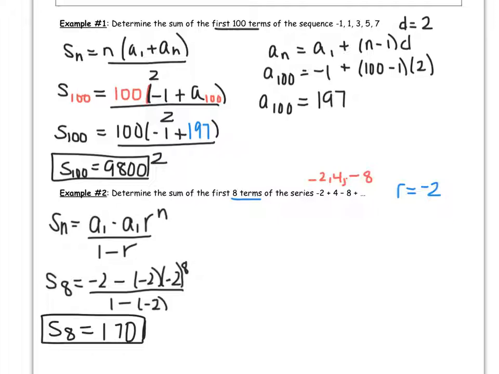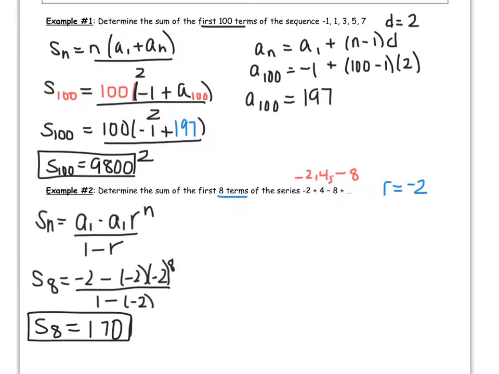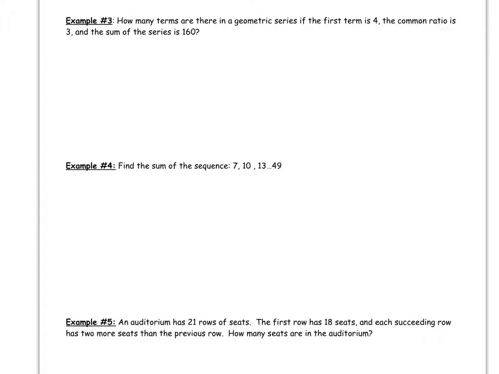All right, let's look at example 3. It's on the next page. Okay, so these are different variations. This one says, how many terms are there in a geometric series if the first term is 4, the common ratio is 3, and the sum of the series is 160? How many terms, that variable, is n.